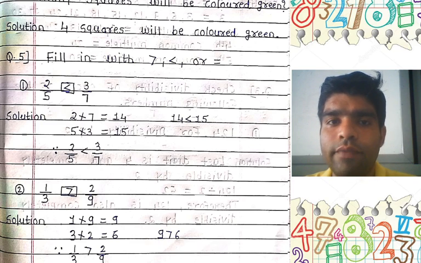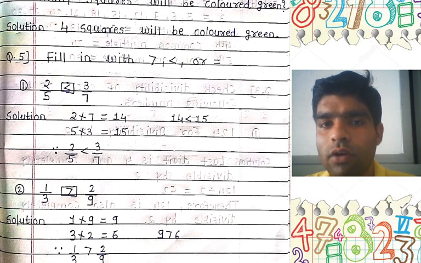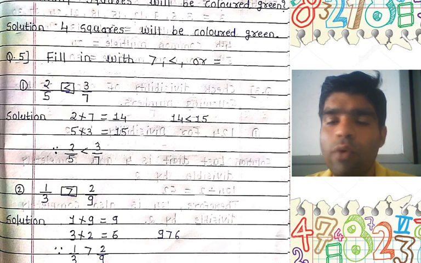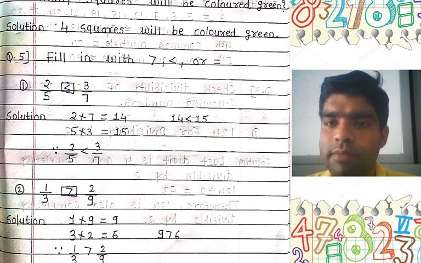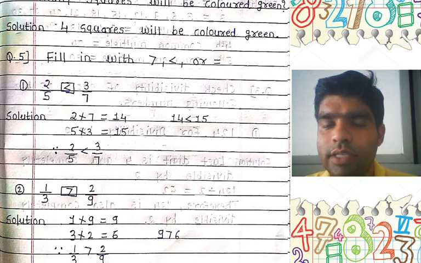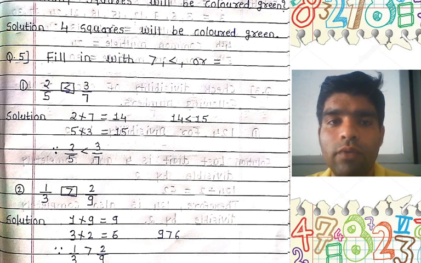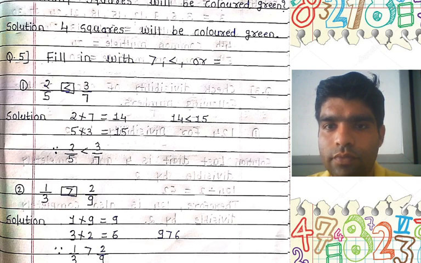It means that we have to use these three symbols: greater than, less than, or equal to. How can we check it? First of all, see if the numerators or denominators are the same, which is very simple and easy to find out. But if all the numerators and denominators are different, we have to use the cross multiplication method. This is the best method to find greater than, less than, or equal to.